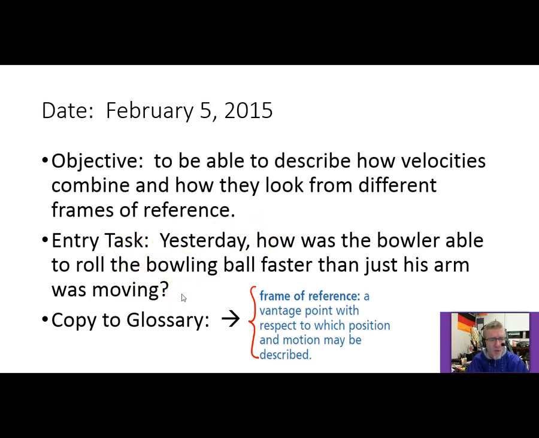So yesterday we talked about bowling. In order to get a clear understanding about how velocities combine, how was the bowler able to throw the ball 30 miles an hour if he himself wasn't moving 30 miles an hour? Think about that for a little while. You can pause the video if you need to while you're writing this stuff down in your notebook, and then we'll pick it up in a second.